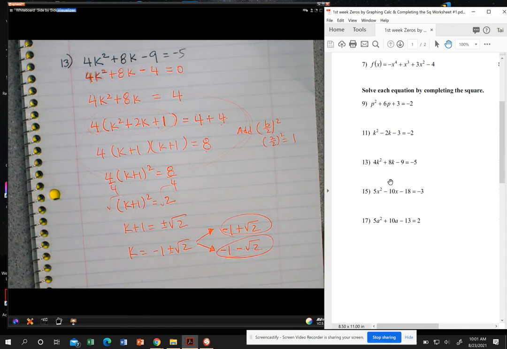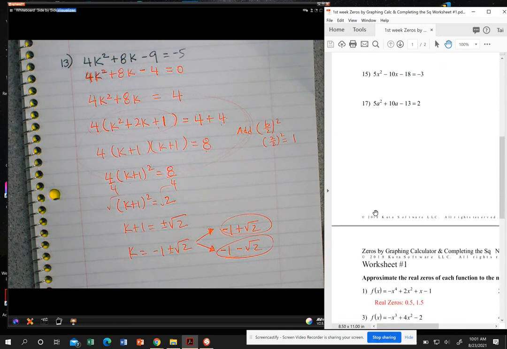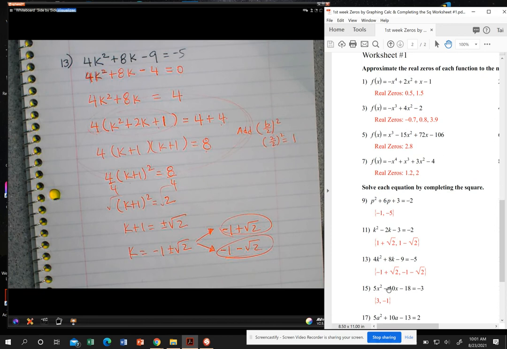I'll give you time to organize that. So negative 1 plus square root of 2. Negative 1 minus square root of 2. Do you see it right here? So that should be good. How many of you follow what I just did with factoring the 4 and why you need to multiply by 4 to the other side?